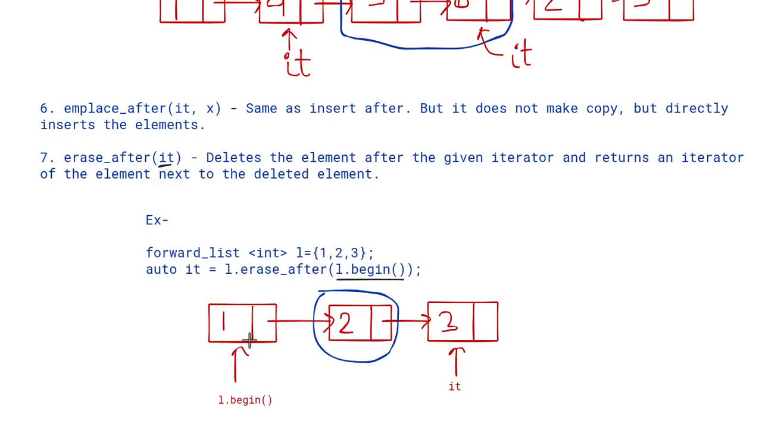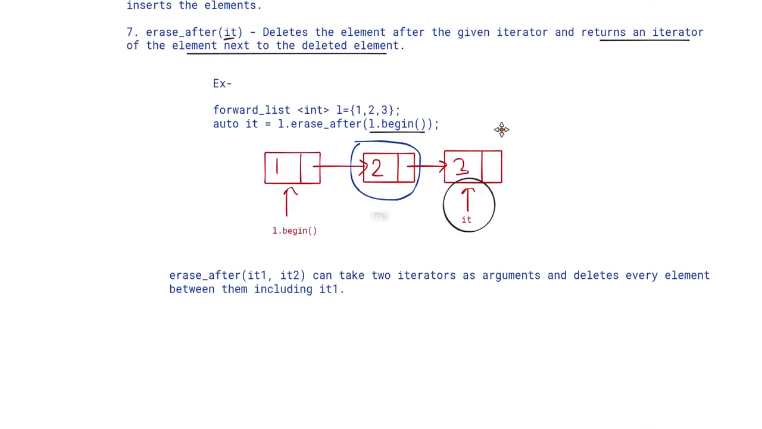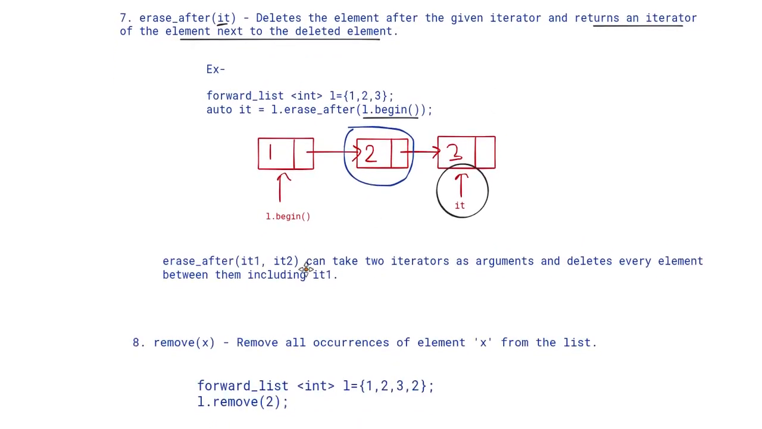This is our iterator first, and we said L.erase after. See, this will delete the element, and it will also return an iterator, but it returns an iterator next to the deleted element. Okay, so this is our deleted element, and its next element is 3, so it will return an iterator of this element. Okay, that's it. And you can say that erase after actually can take 2 arguments. So what it does, it will delete the elements between them, obviously including iterator 1.